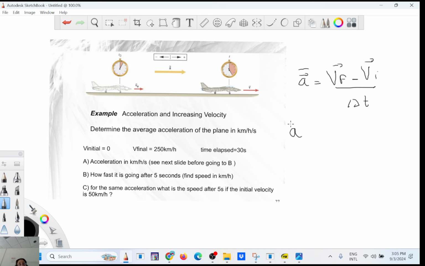So average acceleration equals the final velocity over the time, so it's going to be 250. Okay, I have to pay attention to the units, but for now, kilometer per hour per second. So, what did you say? So what do you get? 8.33. Yes, 8.333 kilometer.